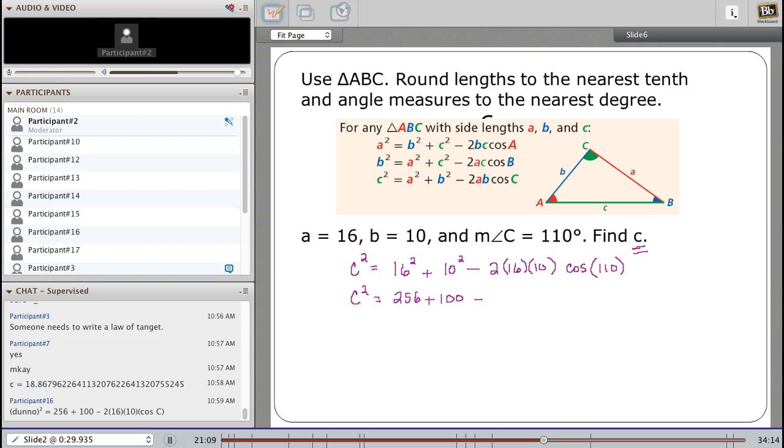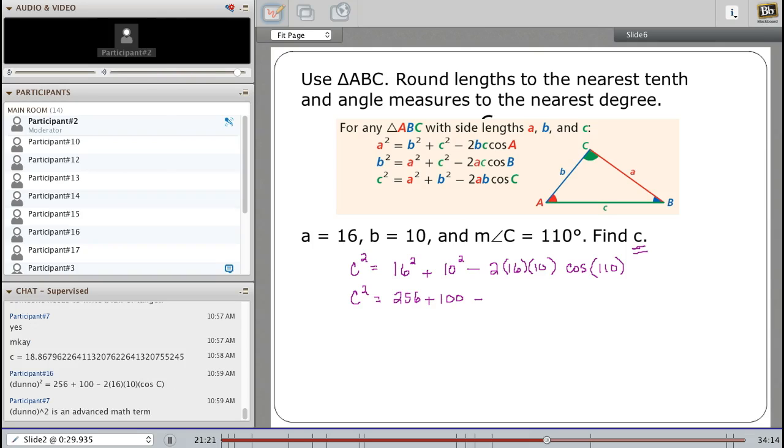Now, here what you can do this at the same time. You can either do the squared part and then multiply all this together, or it's okay to multiply this all together because you're going to end up doing that in the next step anyway. So take 2 times 16 times 10 times the cosine of 110. And you should be able to put that all into your calculator. Yes, that's very advanced.